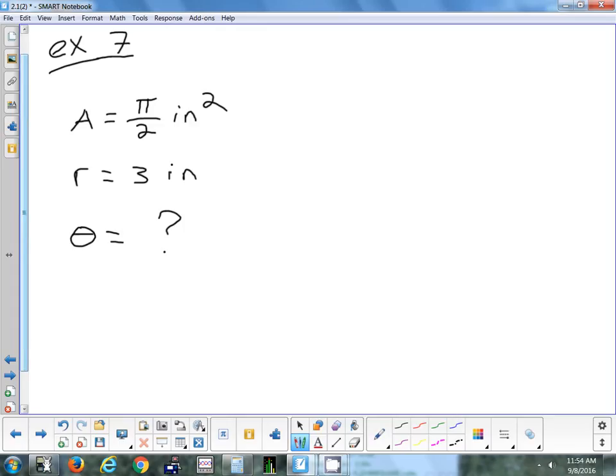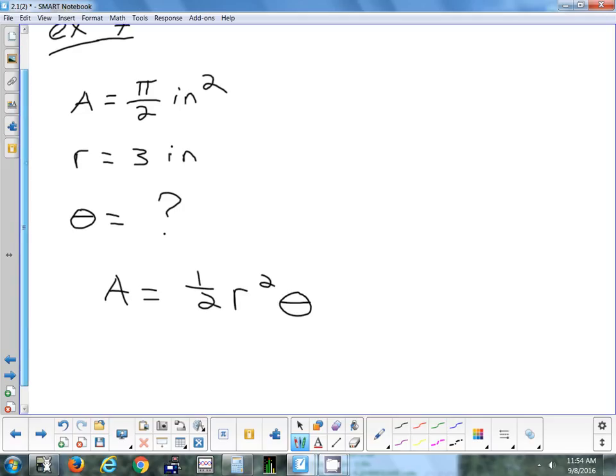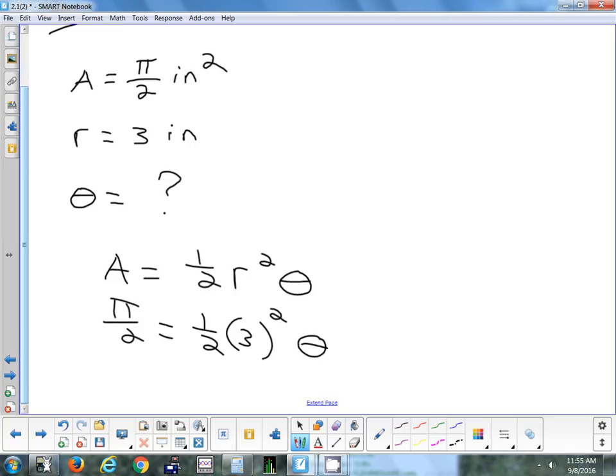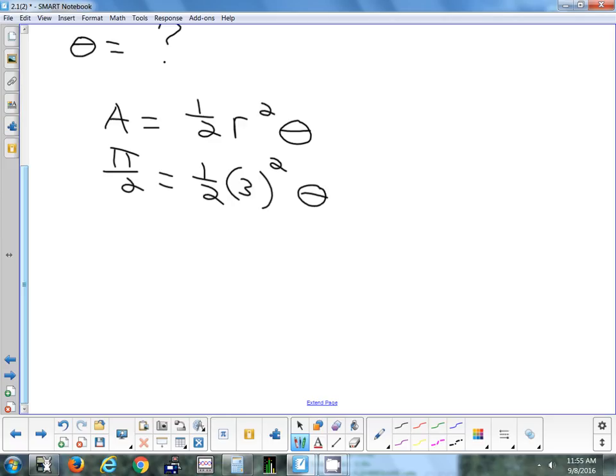Okay, how about Kyle? Can you remind me, what's my formula again here that has area in it? Yep, 1/2 r squared theta. This time I'm going to fill in pi over 2 for area. I'm also going to fill in for my radius, which is 3. Square it. And I'm going to leave theta because I don't know what it is. John, what's 3 squared? And then 1/2 of 9, how would I write that as a fraction? Yeah, I would just leave it as 9 over 2.